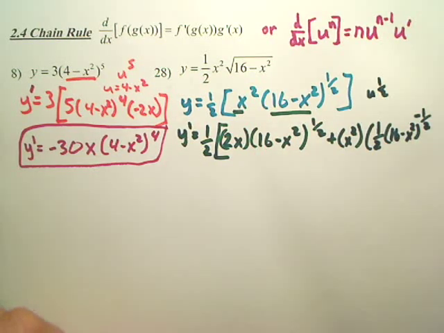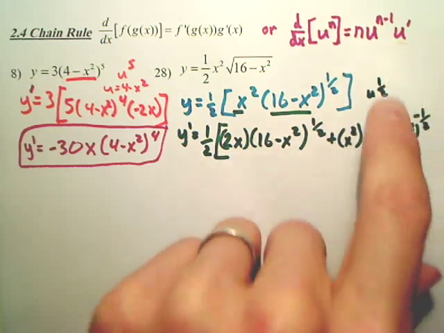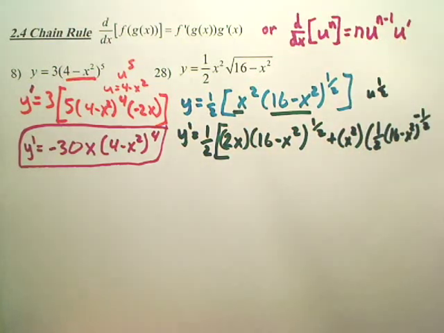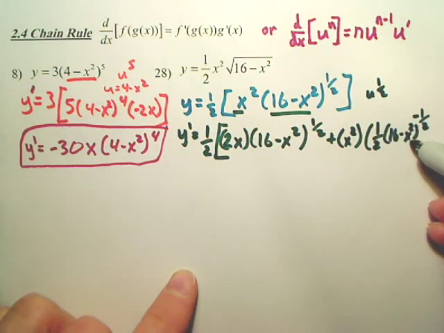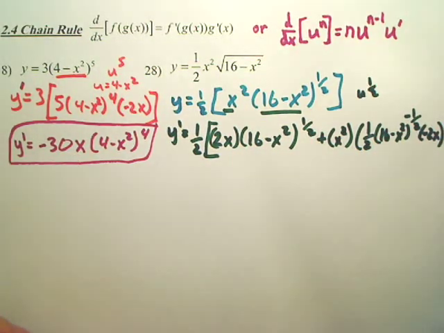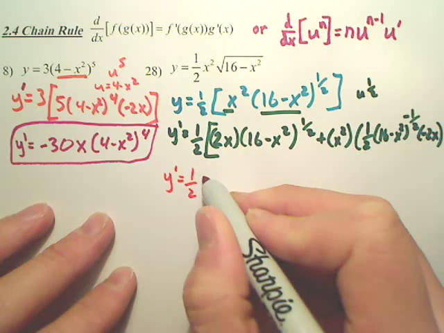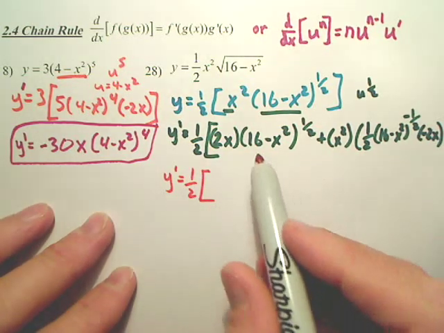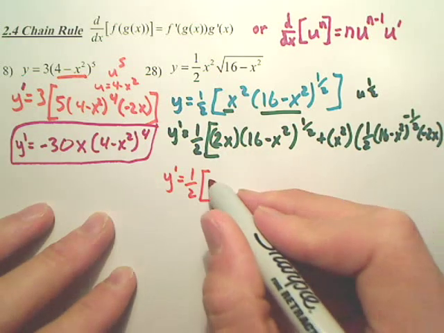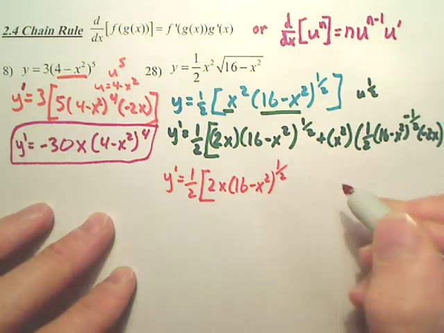And what's the last step? You derive u. So here, you derive with u, and then you derive the u at the end. So derivative of 16 minus x squared is negative 2x. Alright, so with all that, we now want to simplify this. Put the 1/2 out front. First step is this 2x is not going to the 1/2, so we just have 2x, still 16 minus x squared to the 1/2 here.